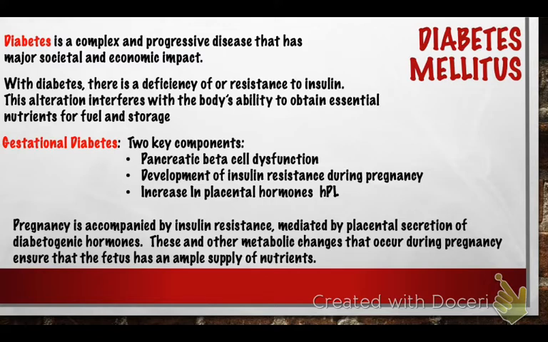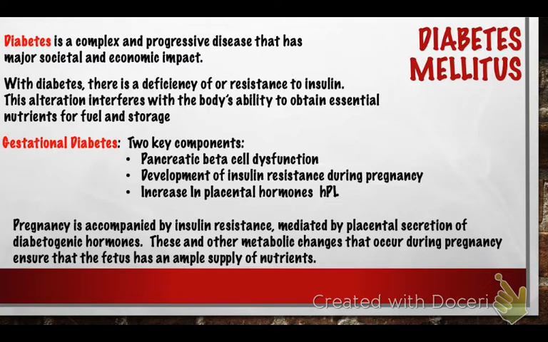So the current understanding of the pathophysiology of gestational diabetes includes two key components. These are the existence of pancreatic beta cell dysfunction prior to pregnancy and the unmasking of this problem by the development of insulin resistance during pregnancy, which requires enhanced insulin production to maintain normal blood glucose ranges.